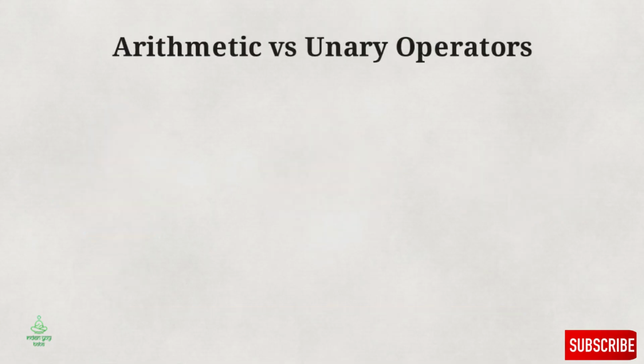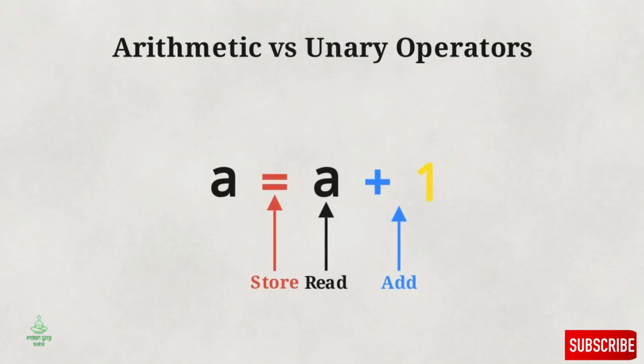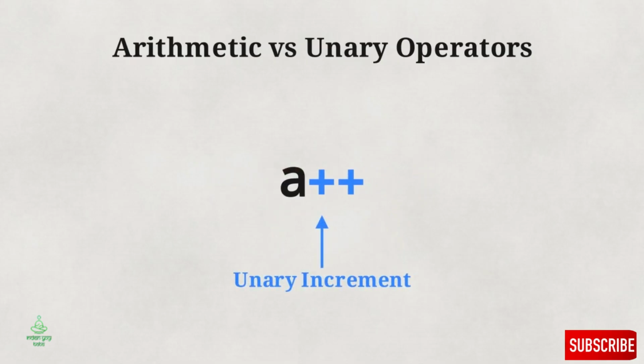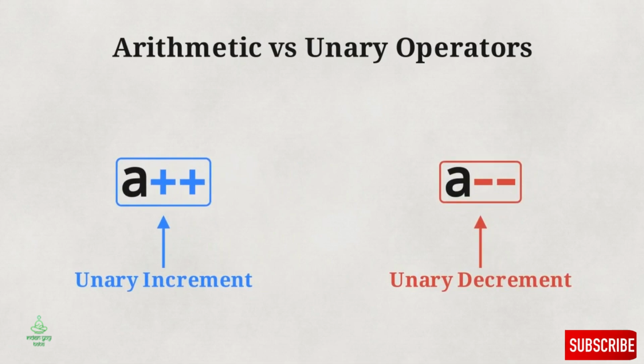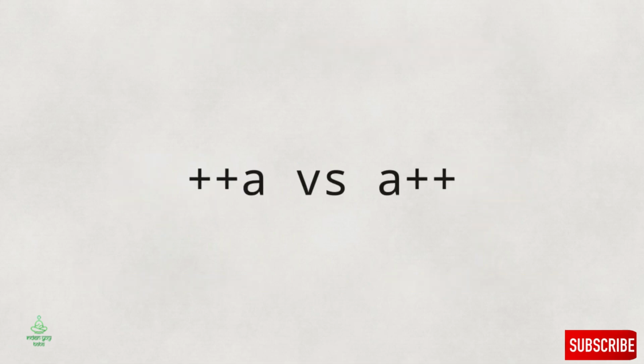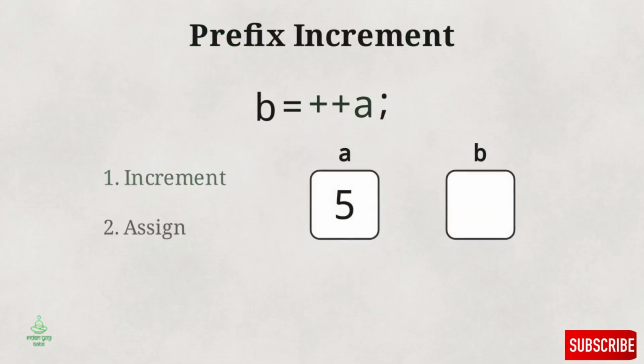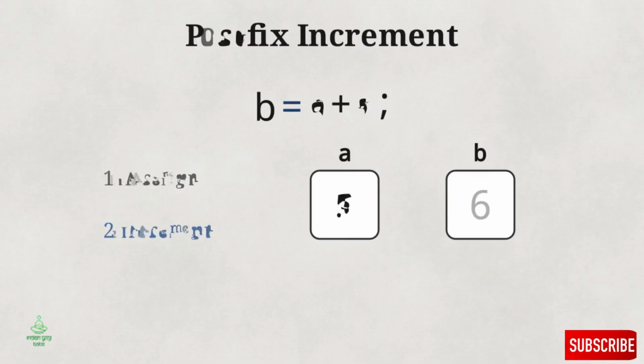When you need to add or subtract exactly 1, C provides the increment and decrement operators. You can write A equals A plus 1 or use the shorthand A++, compacting it into a single unary operation. The placement of these plus signs determines when the math occurs. With a prefix increment, the value increases first. If A is 5, it increments to 6, and then that 6 flows into B. Both variables finish with the same value.